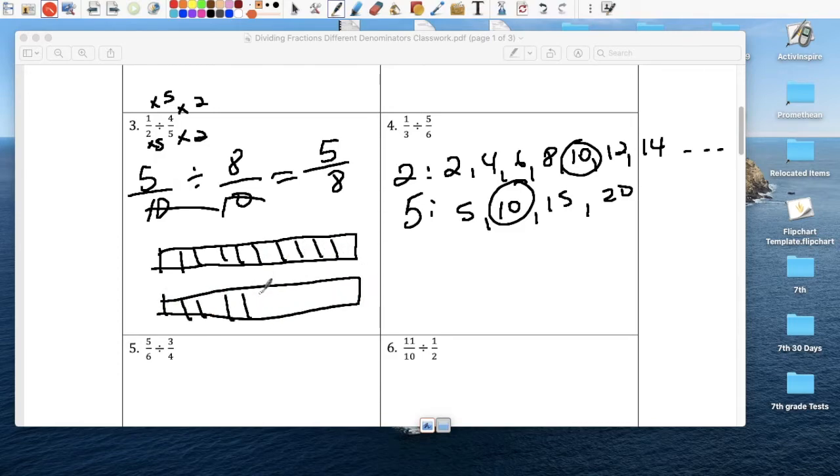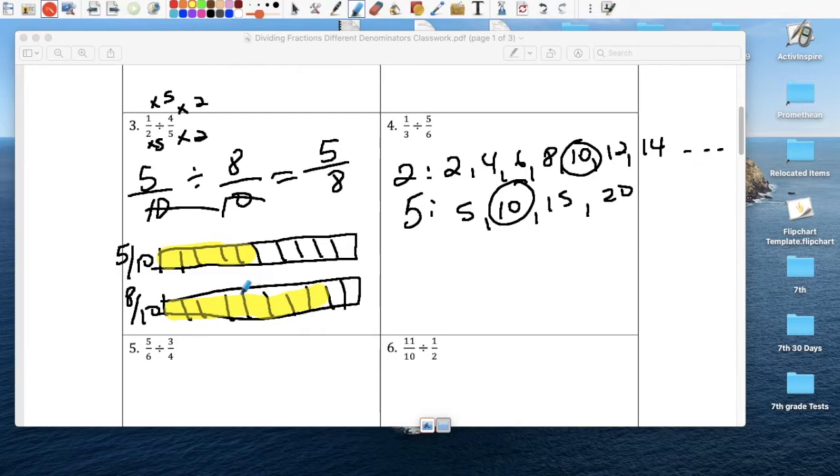1, 2, 3, 4, 5, 6, 7, 8, 9, 10. And this is what I have, 5 over 10. And this is how much you want. So 5 out of 10 is here. 1, 2, 3, 4, 5. 1, 2, 3, 4, 5, 6, 7, 8.